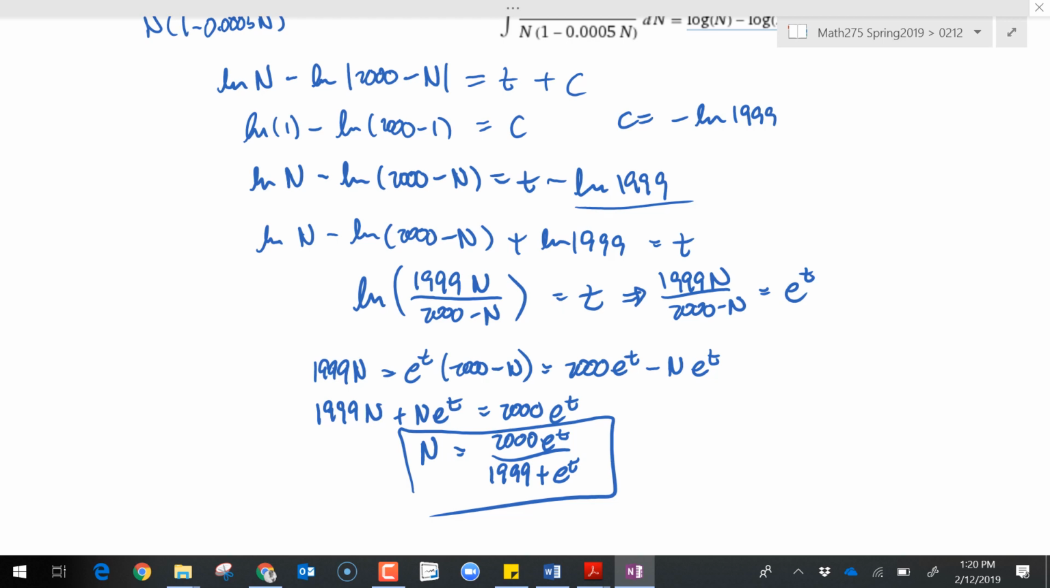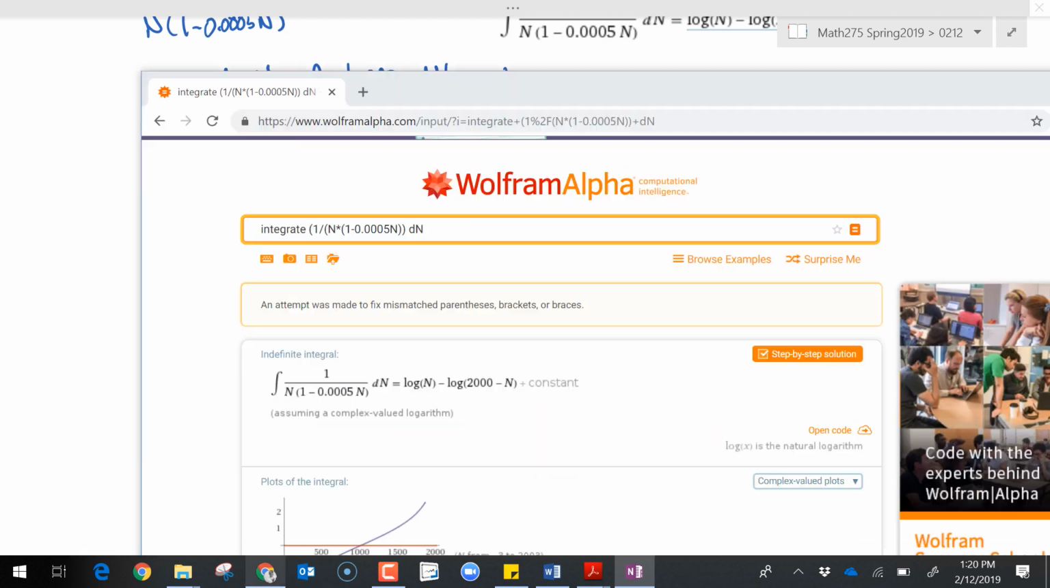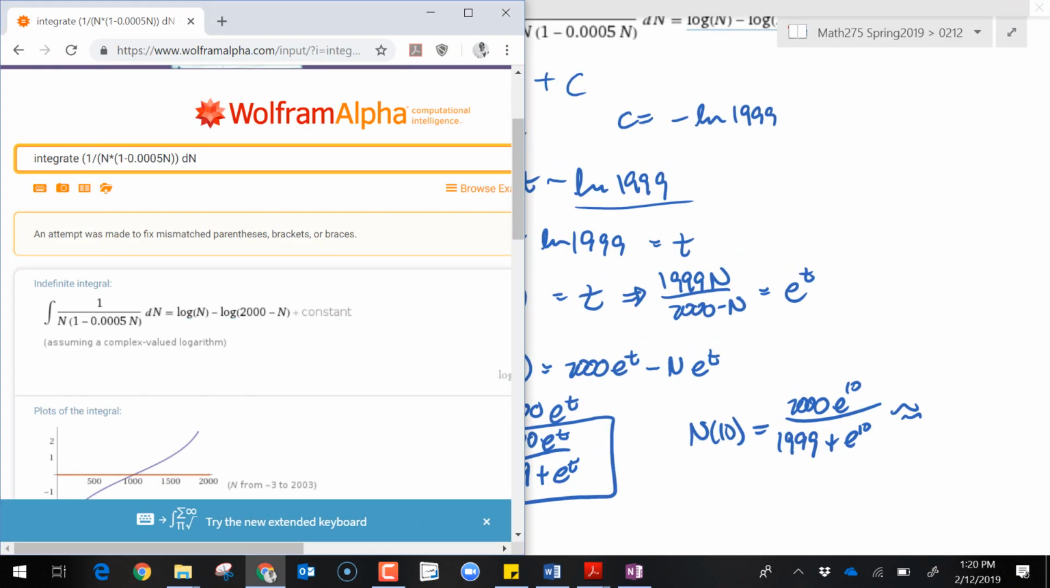So n of 10 is equal to 2000 e to the 10th power divided by 1999 plus e to the 10th. Anybody come up with this answer? While you guys do that, I will see if I can type in this equation. Suppose I can graph it here. Let's graph it in Desmos.